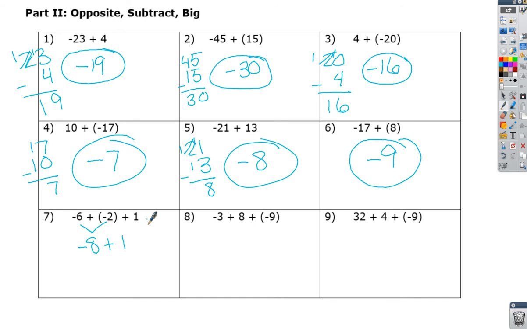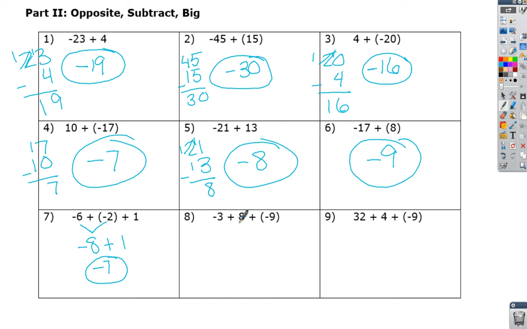We're going to bring down that 1. So we have negative 8 plus 1. So we have a negative and a positive. Those are different. So when the signs are different, we take the difference and keep the sign of the bigger number. So 8 minus 1 is 7, and our bigger number is 8, so it'll be a negative 7.